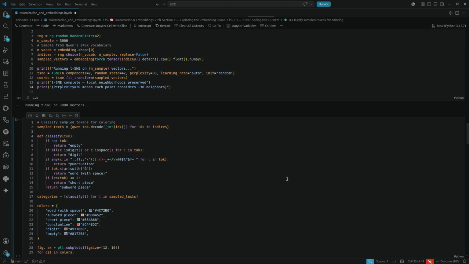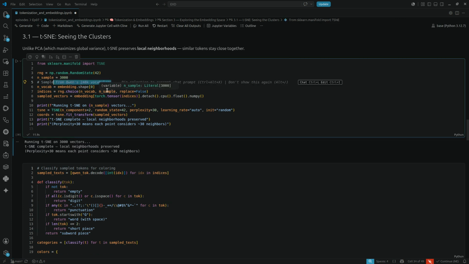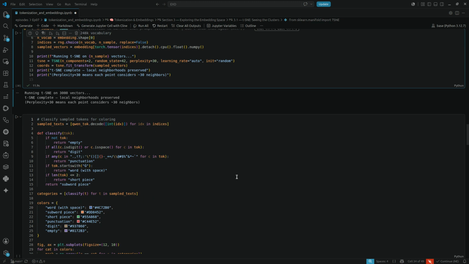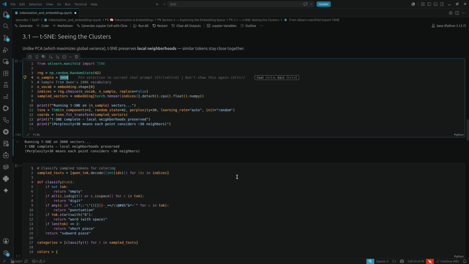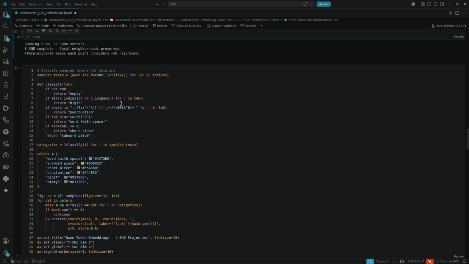Okay, so what we did was we sampled 3,000 tokens from Qwen's vocabulary of 248,000. This is totally random, by the way. I'm not specifically choosing ones that will support my claim that similar tokens will be similar. Let's take a look at what that looks like.